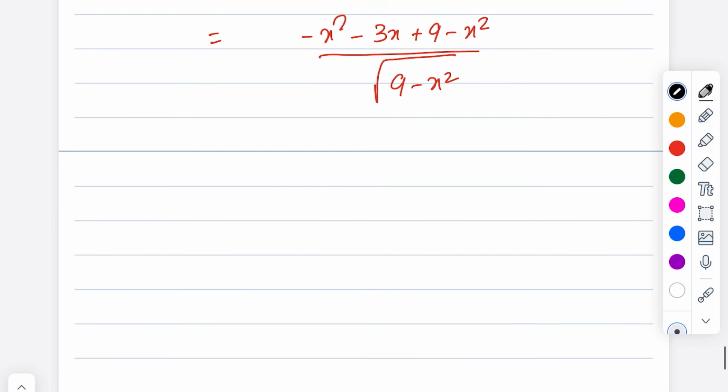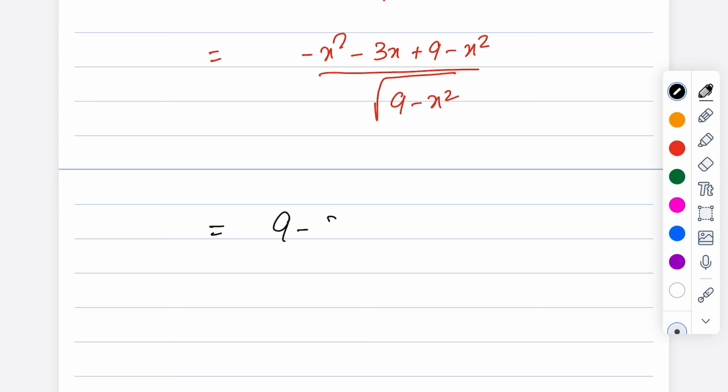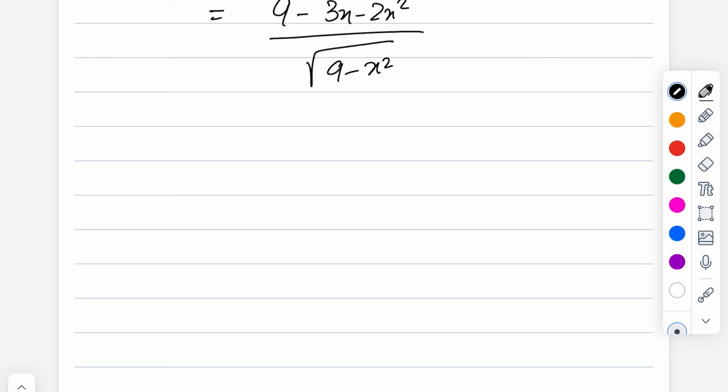So what does that become now? It becomes 9 minus 3x minus 2x square upon square root of 9 minus x square. That is dA by dx.